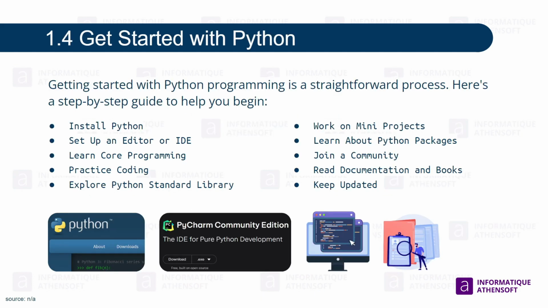How can I get started with Python programming? Getting started with Python programming is a straightforward process. Here's a step-by-step guide to help you begin. Install Python. Download and install the latest version of Python from the official Python website. Ensure to select the version that matches your operating system: Windows, Mac OS, Linux.